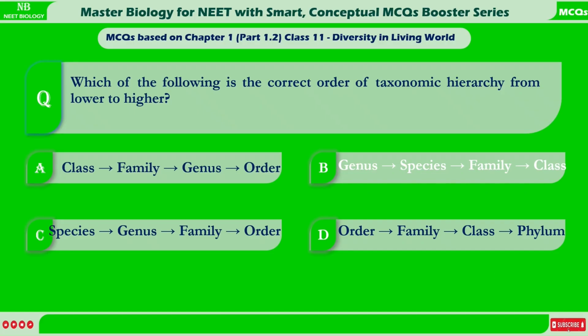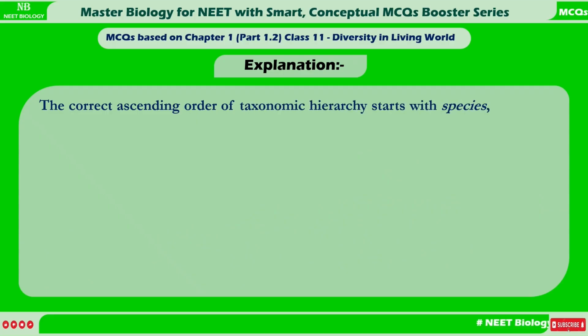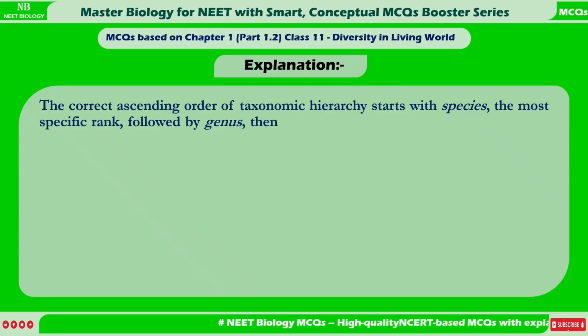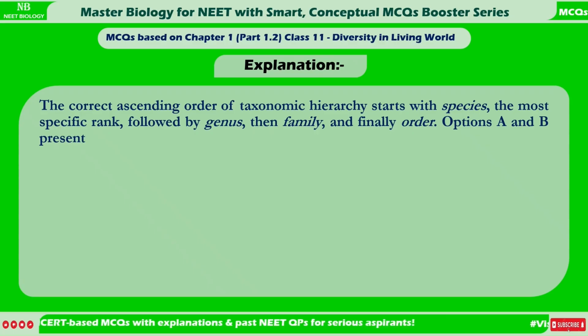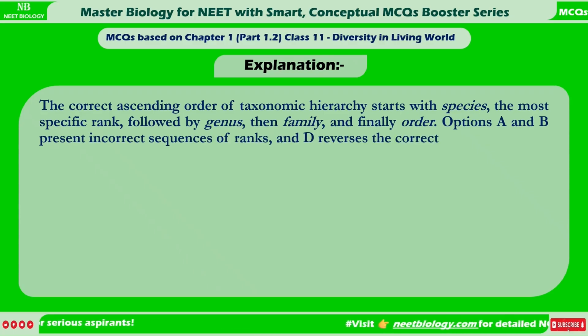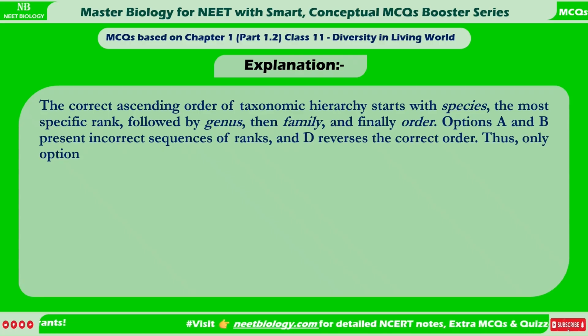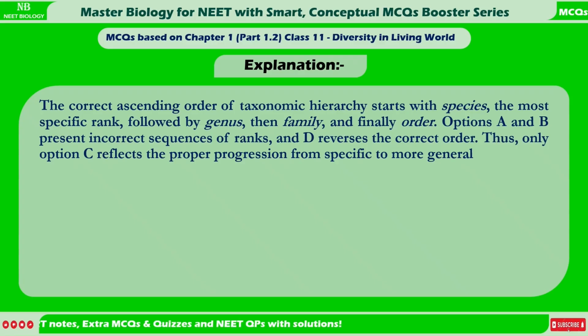Correct answer is C. Species, genus, family, order. Explanation: the correct ascending order of taxonomic hierarchy starts with species, the most specific rank, followed by genus, then family, and finally order. Options A and B present incorrect sequences of ranks, and D reverses the correct order. Thus, only option C reflects the proper progression from specific to more general ranks.